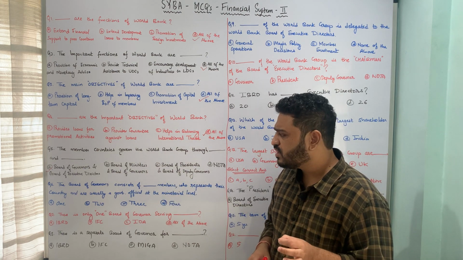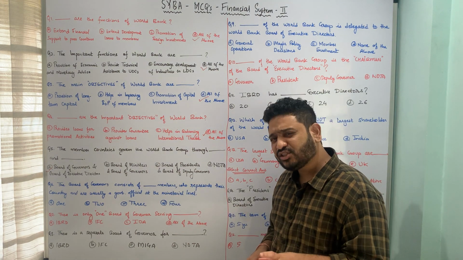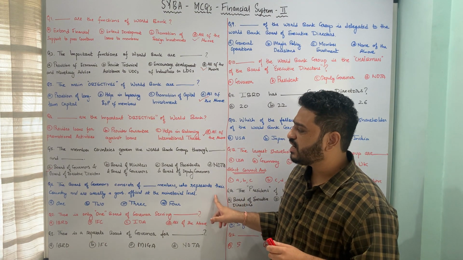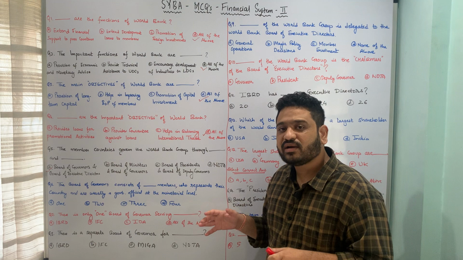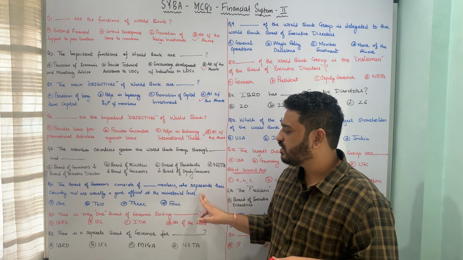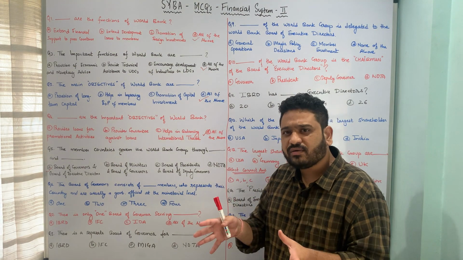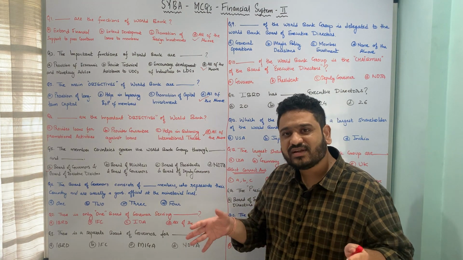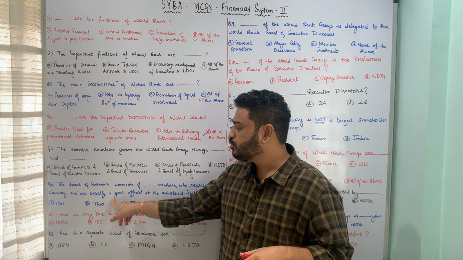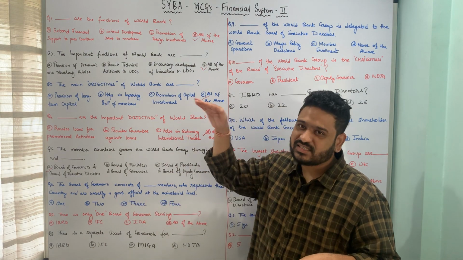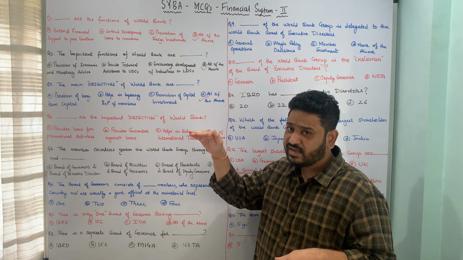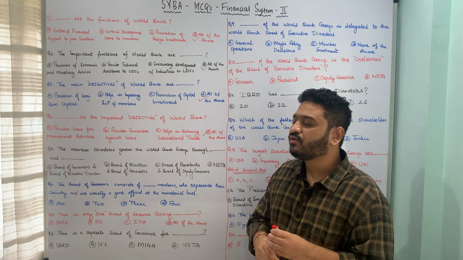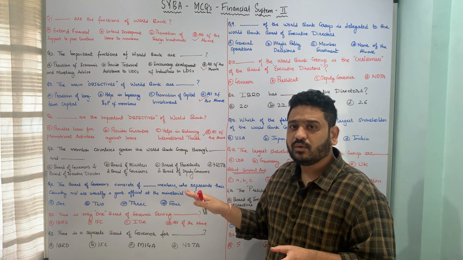The Board of Governors consists of dash members. It consists of how many members? Who represents their country and are usually a government official at the ministerial level. That means the Board of Governors consists of certain members who represent their own countries, and these members are usually a government official at the ministerial level. So a very high ranking officer is usually appointed in the Board of Governors of the World Bank.